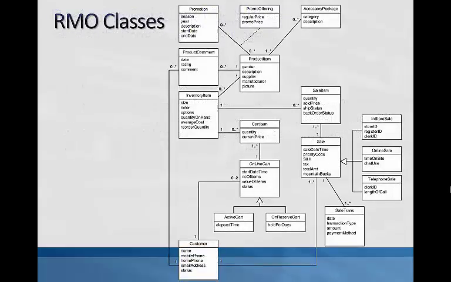Here's a portion of the RMO model. In this diagram, there are 12 primary classes. We won't look at each one of these right now. Let's just proceed.